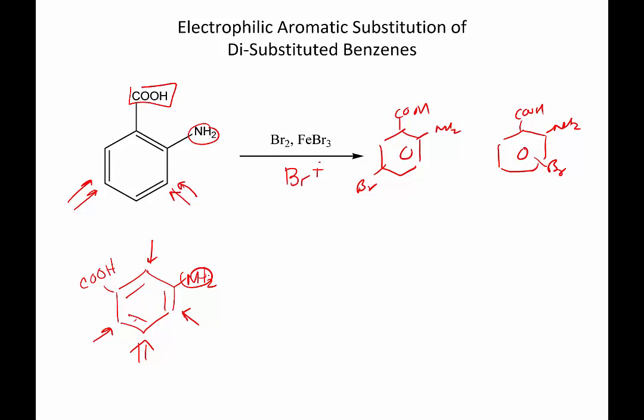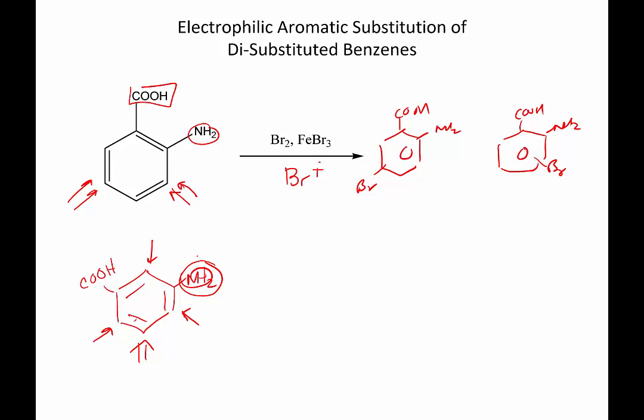And I did this for probably a good 15 years. Said, hey, they're pointing in the same direction, and hey, now they're pointing in opposite directions, so which one wins? But do I even need to worry about the group that's not the most activating? So the group on the ring that is the most activating, it's directing. If the other group directs in the same position, great. If it doesn't, it loses.